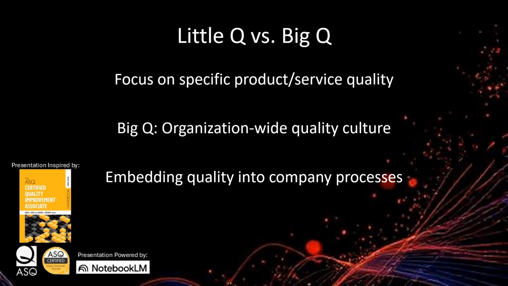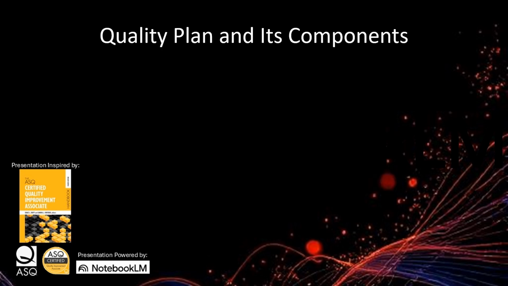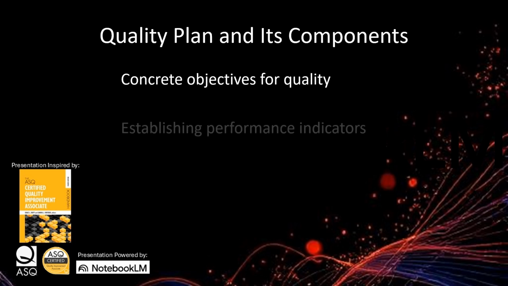Exactly. And a crucial tool for achieving that is a quality plan. It's the blueprint for success. Right, the handbook emphasizes that. But to be honest, I'm a bit fuzzy on what a quality plan actually looks like in practice. It's more than just a mission statement, right? Absolutely. A quality plan is a roadmap that outlines precisely what quality means for a specific product or service. So it's about setting concrete objectives and figuring out how to get there. Exactly. You define performance indicators, establish clear goals, and commit the resources needed to make it all happen. So it's about turning those big Q aspirations into actionable steps.